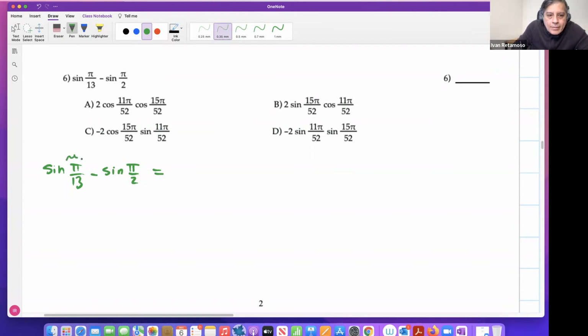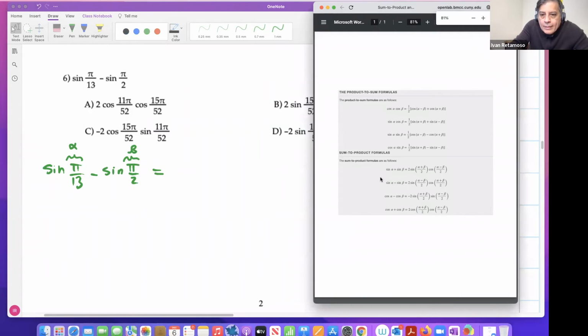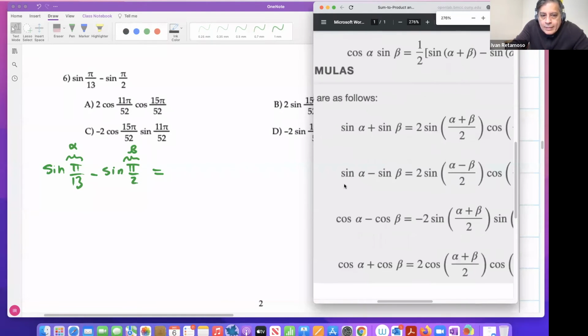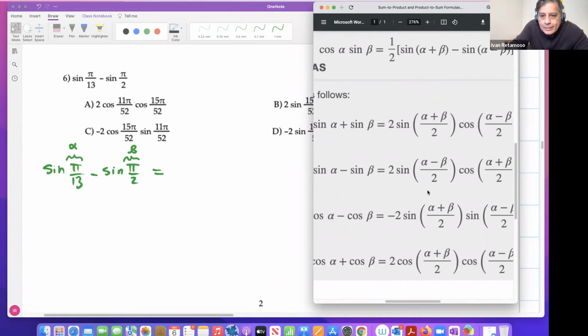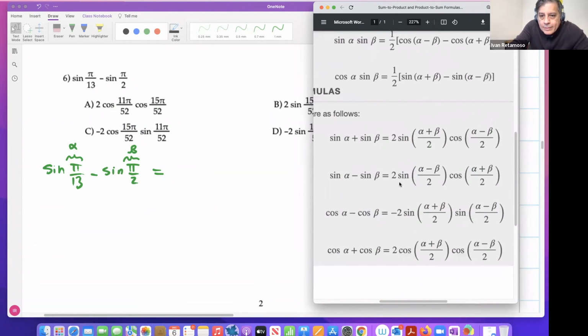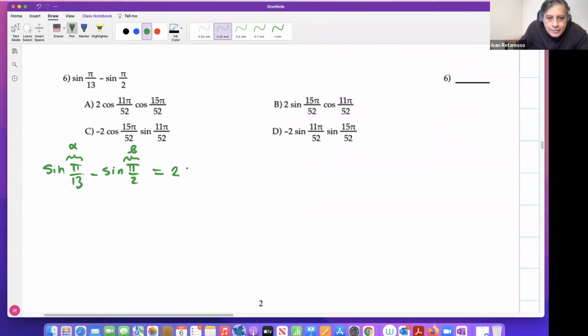Again, first step, let one angle be alpha, let the other angle be beta, and apply a formula accordingly, right? Look at the set of formulas. The formula that I'm going to apply here, since I have sine minus sine, is the second one, okay? The second one is 2 sine of (alpha minus beta) over 2 multiplied by cosine of (alpha plus beta) over 2, okay? Let's do that. So this will be twice sine of alpha minus beta over 2, right?